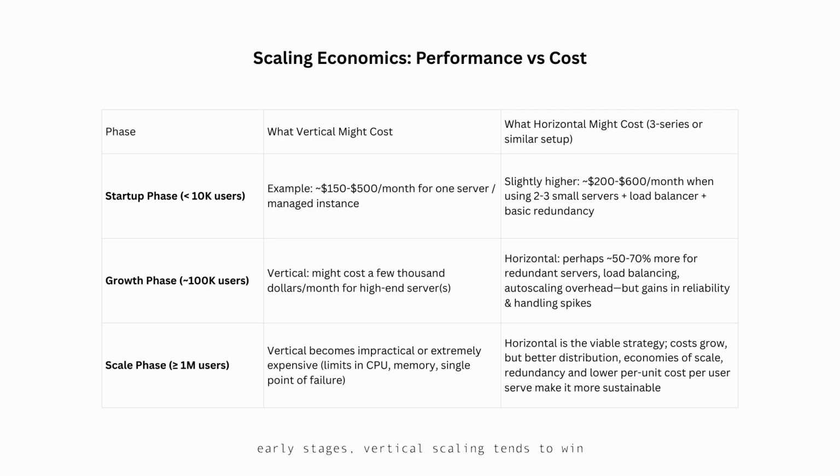In early stages, vertical scaling tends to win because it is simpler and cheaper for a single instance. But as load grows, you are paying more for capacity, redundancy, and handling spikes. Horizontal scaling brings additional infrastructure cost but supports growth, reliability, and handles variable load better. Don't forget to factor in the cost of downtime, lost revenue, lost user trust, etc. Sometimes spending an extra few hundred or $1,000 a month on redundancy or autoscaling pays off massively if it avoids even a few hours of outage.